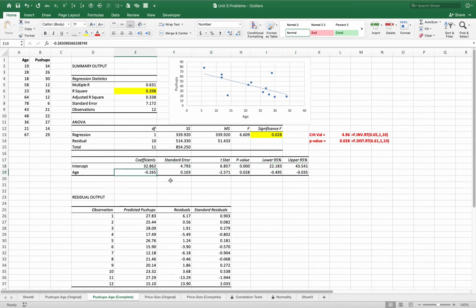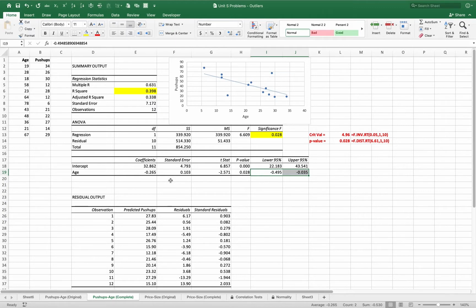Same kind of animal down here. This is for the age, so this is your B1 value. That's your slope, which we calculated by hand. Your SB1, which we'll also calculate by hand. And if you divide the B1 by the SB1, you'll get the T star, which is significant. Now, this is assuming a two-sided test. If it was a one-sided test, then it'd be half of that, which is 0.014. And here's your confidence interval then. So notice that both of them are negative.